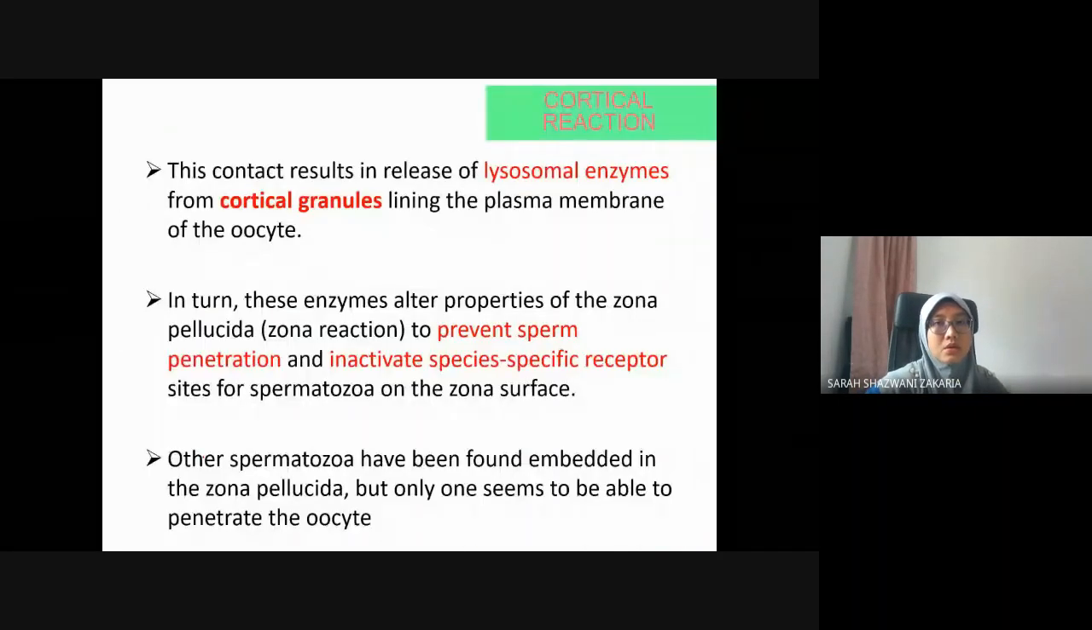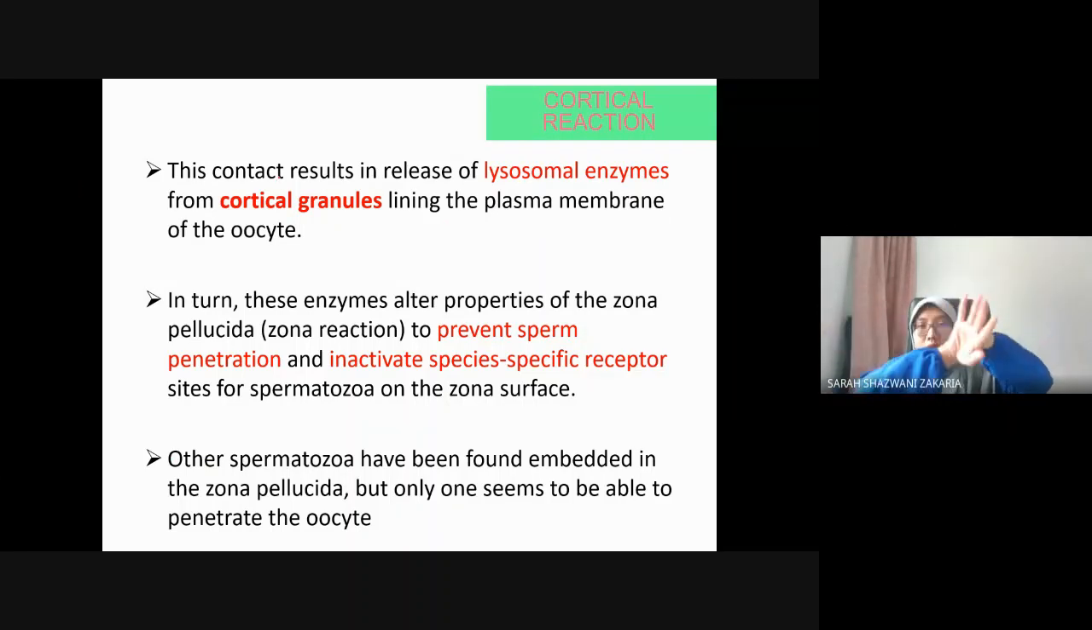Next, the cortical reaction. This occurs after fusion of the sperm plasma membrane with the oocyte plasma membrane. The contact of the sperm head with the oocyte surface initiates release of lysosomal enzymes. Remember, in the cell membrane of the oocyte we have cortical granules. When the sperm head comes into contact, these cortical granules release the lysosomal enzymes.